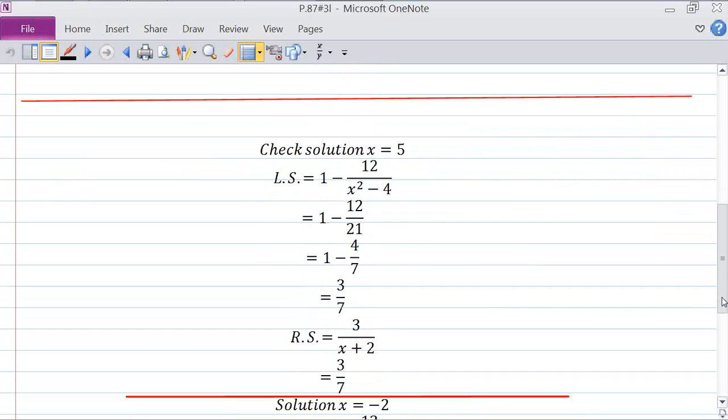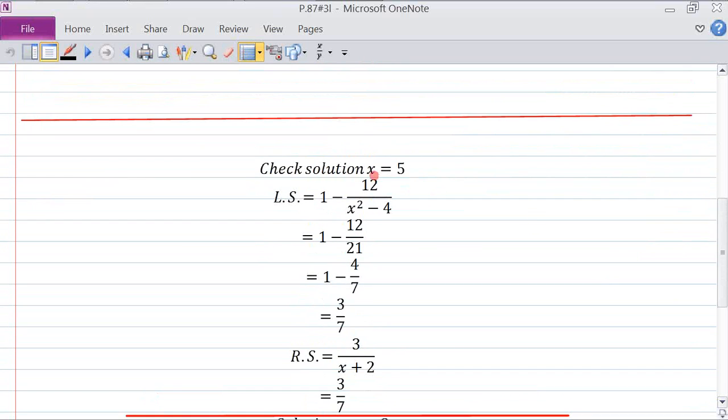So now we're going to check the left side of the equation using x equals 5. 5 squared is 25, minus 4 is 21. This reduces to 4 over 7. If I make this into 3 times 4, and this 3 times 7, the 3's cancel, and I'm left with 4 over 7. So 12 over 21 reduces to 4 over 7.